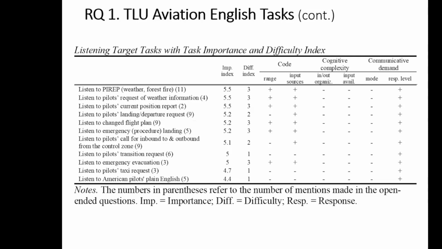This shows how I coded each target task. This is about listening target tasks. From the task-based needs analysis, 11 listening tasks and their task difficulty indices were identified, as shown in the table. The task difficulty index was coded by the two raters, and I also conducted Cohen's kappa and percent agreement for estimating inter-rater reliability, which seems to be okay.